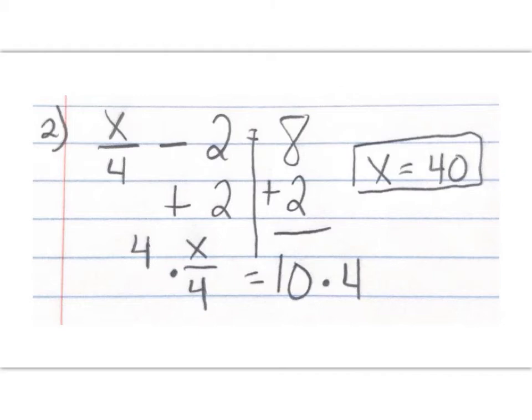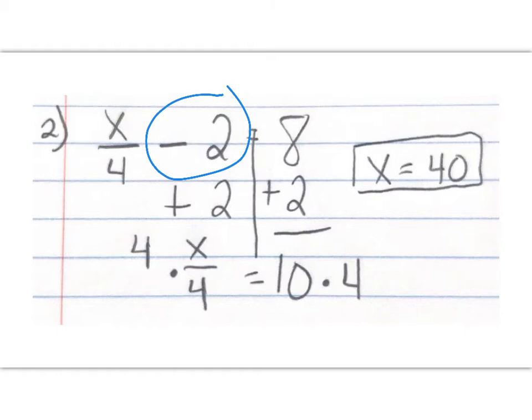Okay, looking at problem number 2, I have x over 4 minus 2 equals 8. So again, first step we need to do is get rid of our constant here. For this problem, the constant is minus 2. So the opposite of minus 2 would be to add 2. And again, to keep it equal, we have to do whatever we do on one side to the other side. So I have to add 2 to the other side. 8 plus 2 is 10.